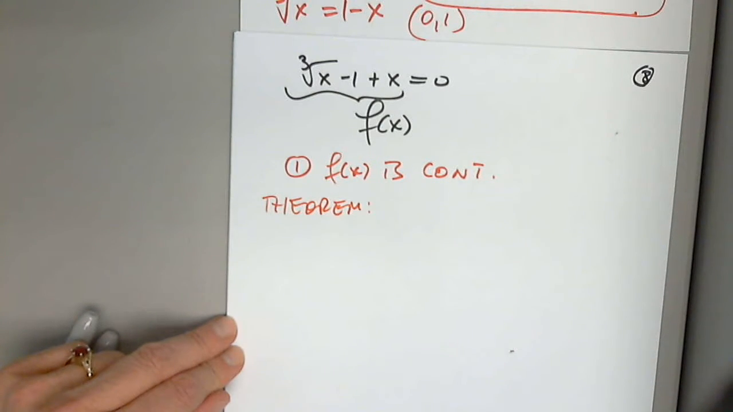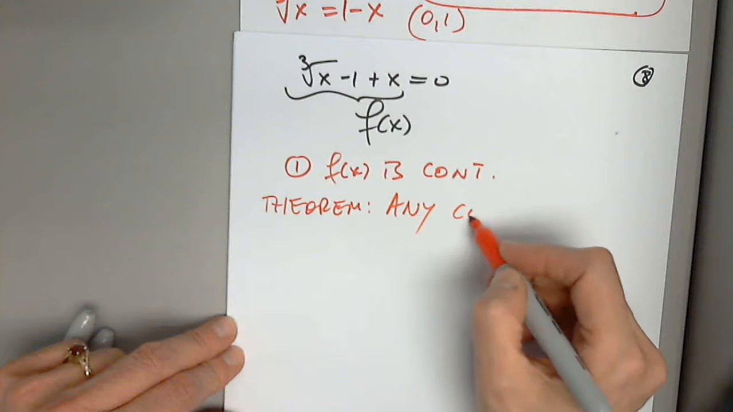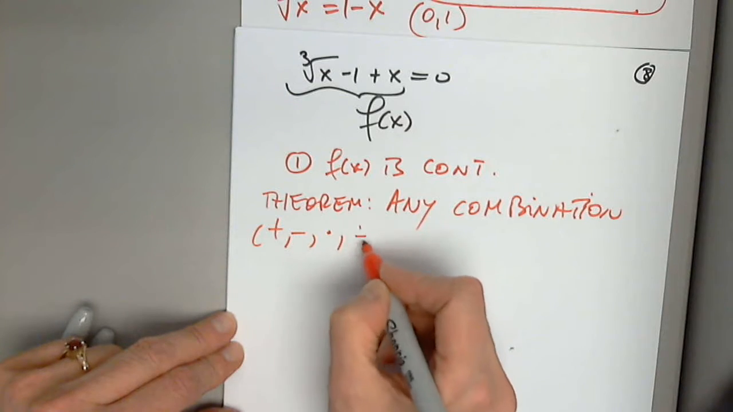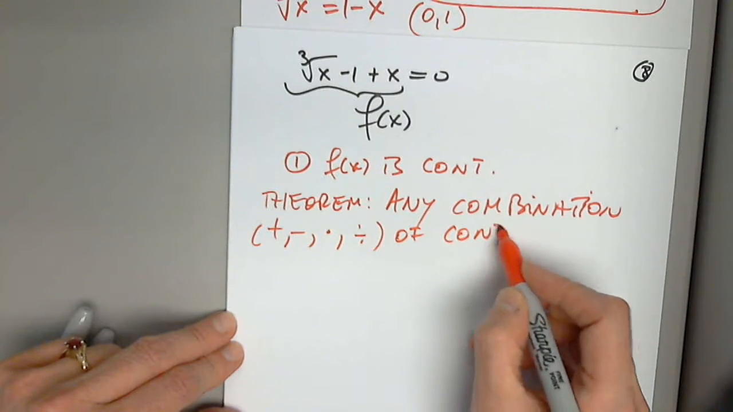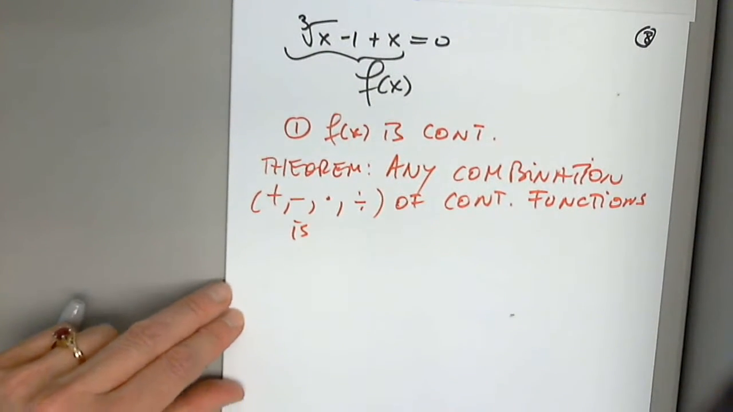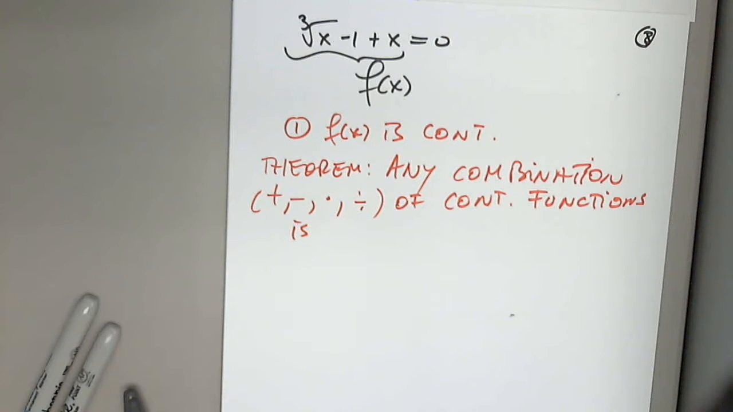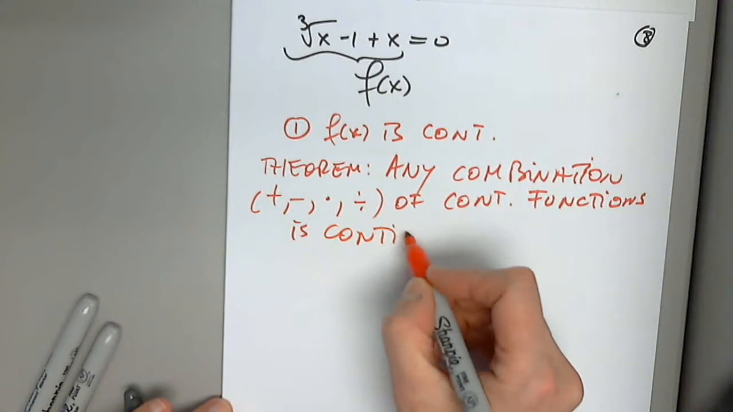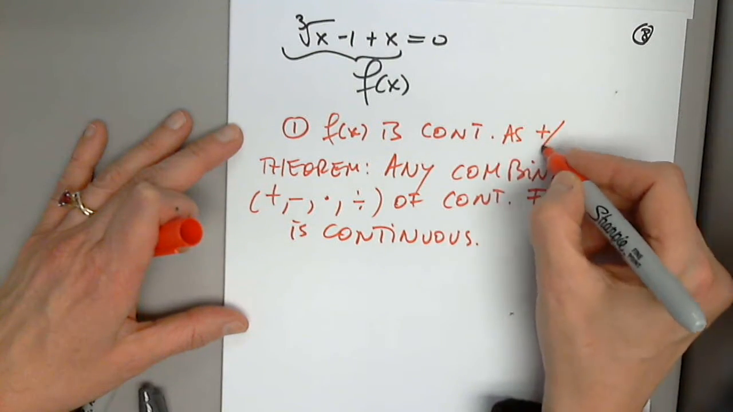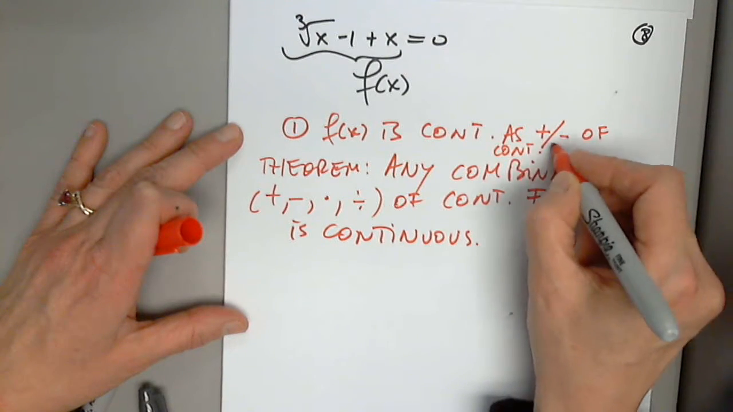Theorem: any combination, I mean addition, subtraction, multiplication, division, of continuous functions is continuous. Any combo: addition of continuous functions, subtraction of continuous functions, product, division of continuous functions will always be continuous itself. Very good. So f of x is continuous as an addition, subtraction of continuous functions.